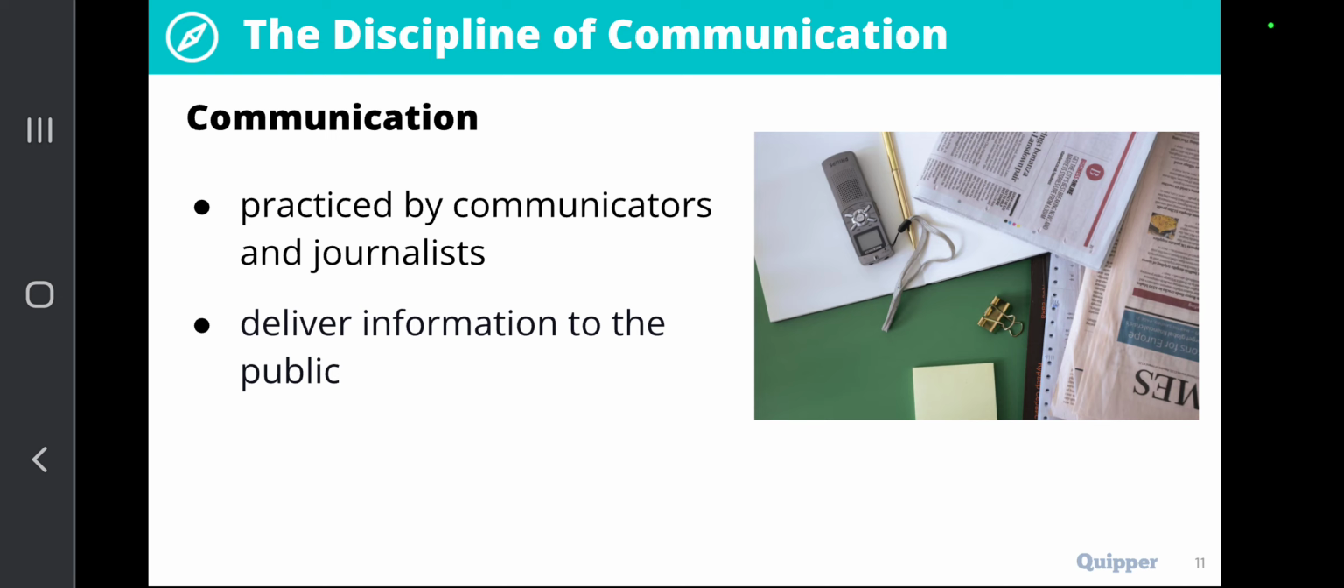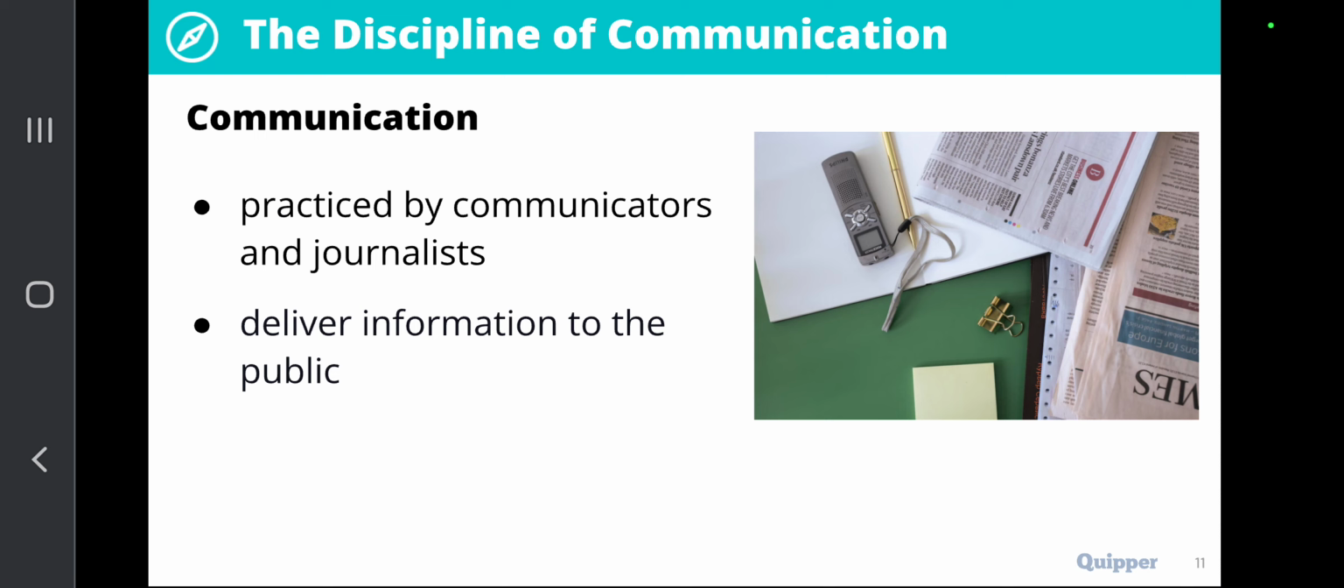Communication is practiced by communicators and journalists. As a profession, this is practiced by communicators and journalists. The discipline of communication is to deliver information to the public. That's why there is a need to understand the discipline of communication, because our target here is to deliver information to the public.